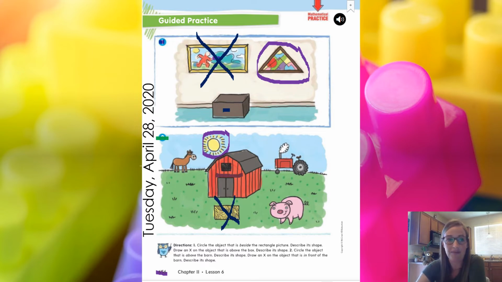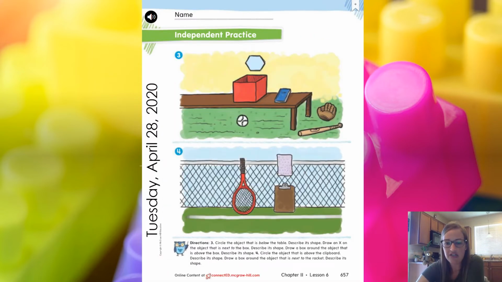Good job. All right, now we are on page 657, and this side's going to be an independent practice. So I'm going to tell you what to do, and then when I'm done giving you the directions, I'll give you some time to do it, and then I will show you the correct answers, and you can double check your work, okay? So here's what the directions say to do for number 3, okay? Circle the object that is below the table.